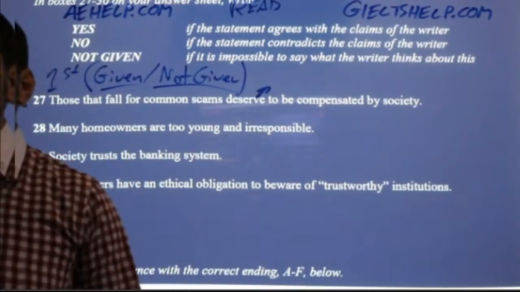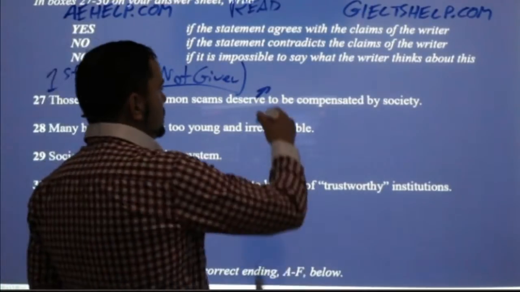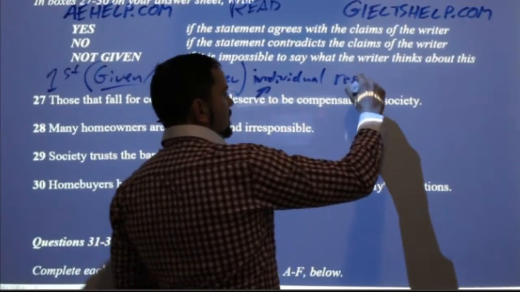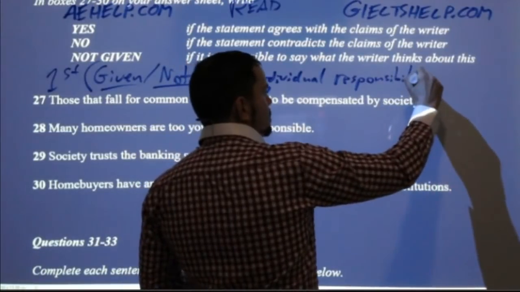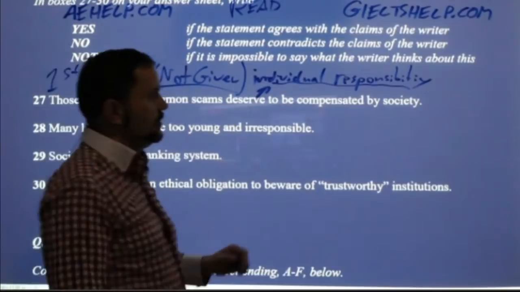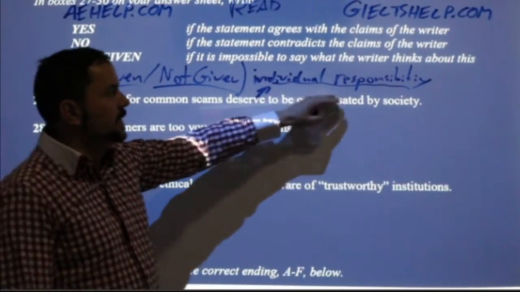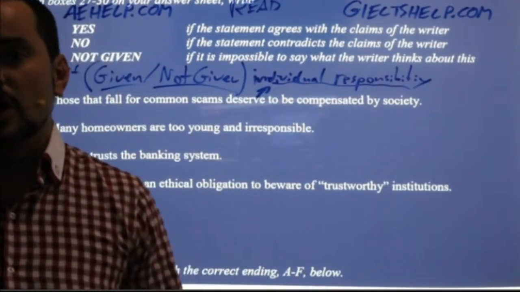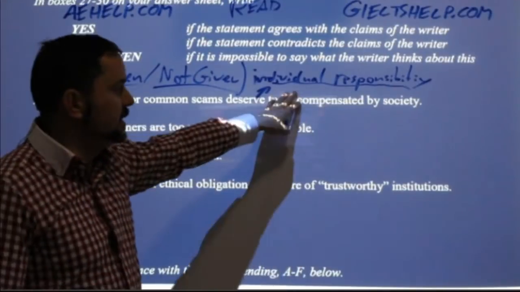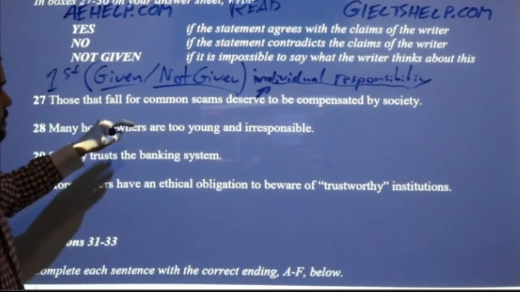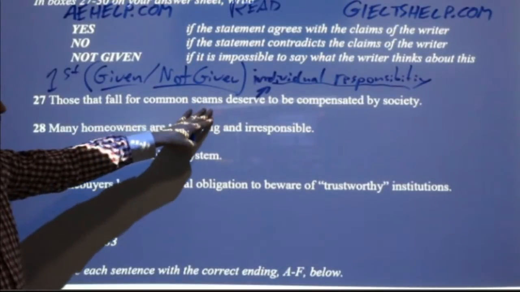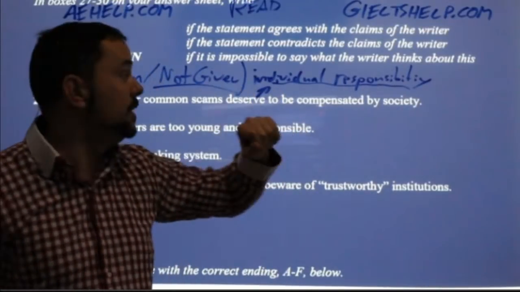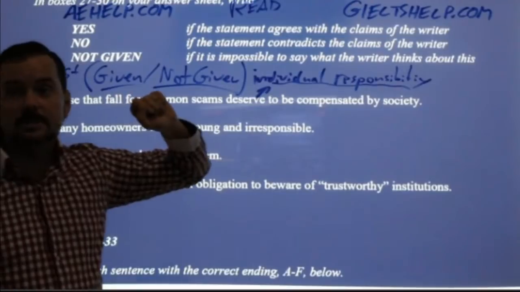OIS says it's not important. Now, remember, OIS, we're talking about individual responsibility. So this is dealing with the controlling idea of individual responsibility. So it is important, right? Because the passage talks about individual responsibility. So does the author think that a person who falls for an everyday scam or a trick deserves to be compensated? So it's given because it's dealing with individual responsibility.